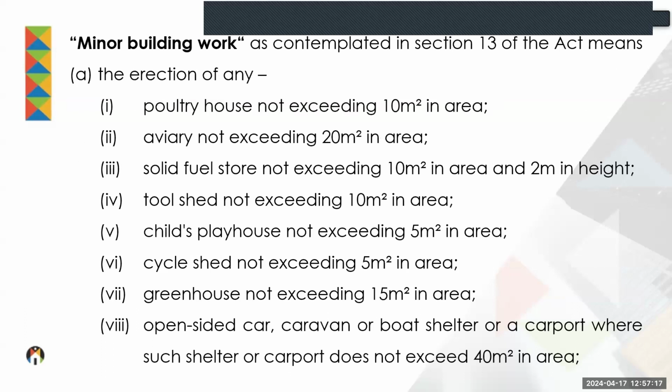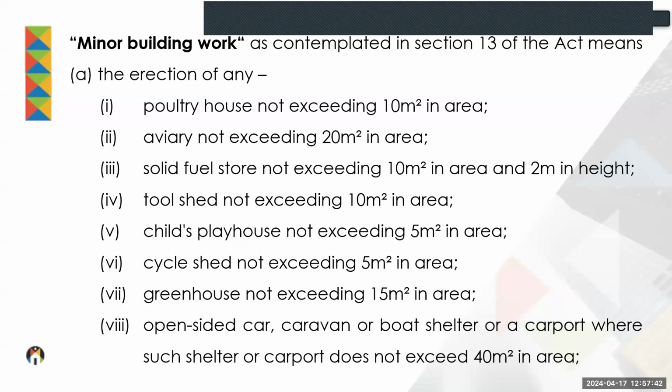Now, what is minor building work? It's been defined in the national building regulations as the following: a poultry house not exceeding 10 square meters in area. So if it's 12 square meters, it's not minor works anymore. But remember, you still have to get approval first. So you have to do an application, and the application must be approved.